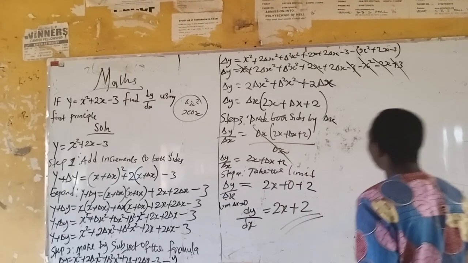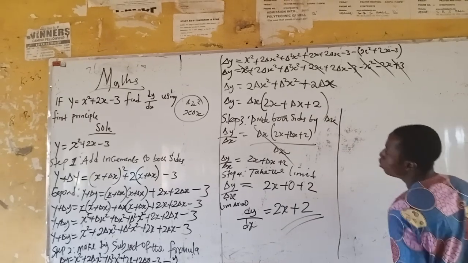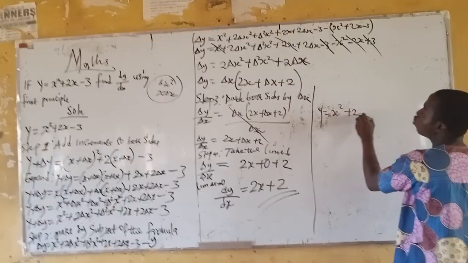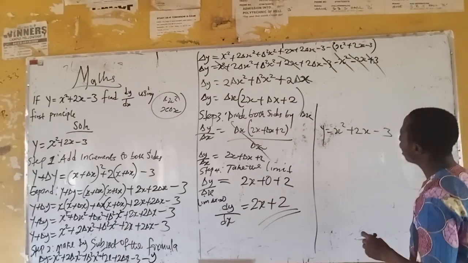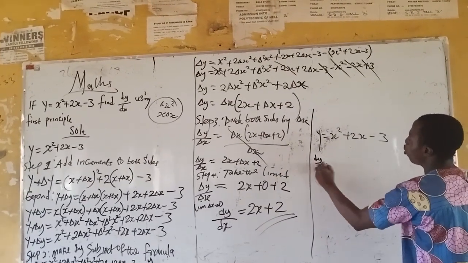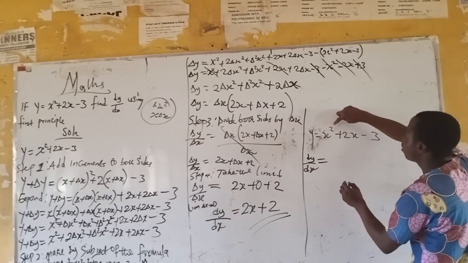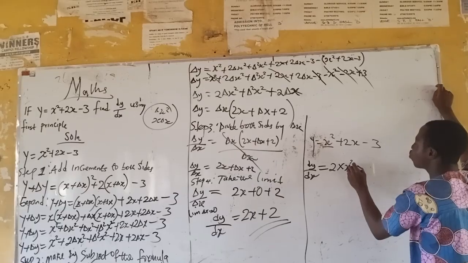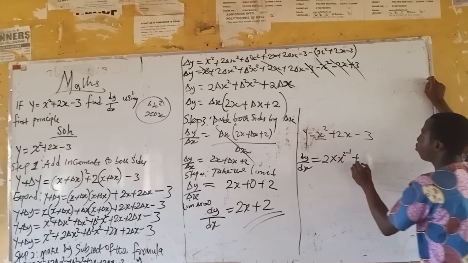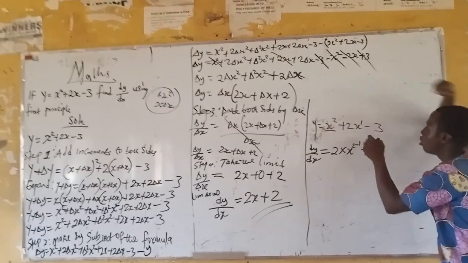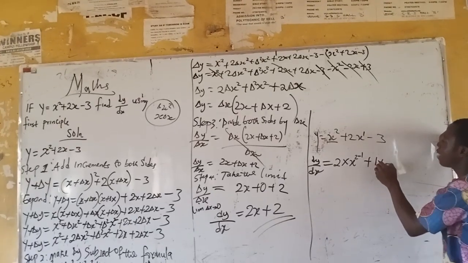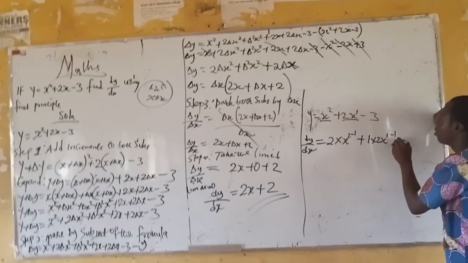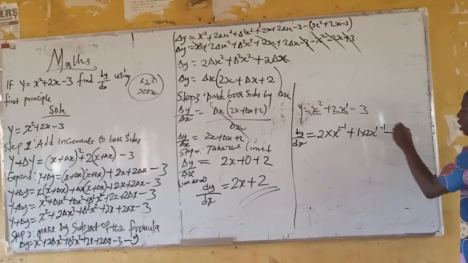So if you want to confirm your answer, you can try to use the general method. Let me say y is equal to x squared plus 2x minus 3. How do we use the general method to confirm? Say dy over dx is what? This power, write it down, times, write the whole thing here, x squared, remove 1 from the power, plus, write that 1, the power, times, write the whole thing, 2x raised to the power 1, remove 1 from it, that is 0. And the differentiation of the constant is 0.